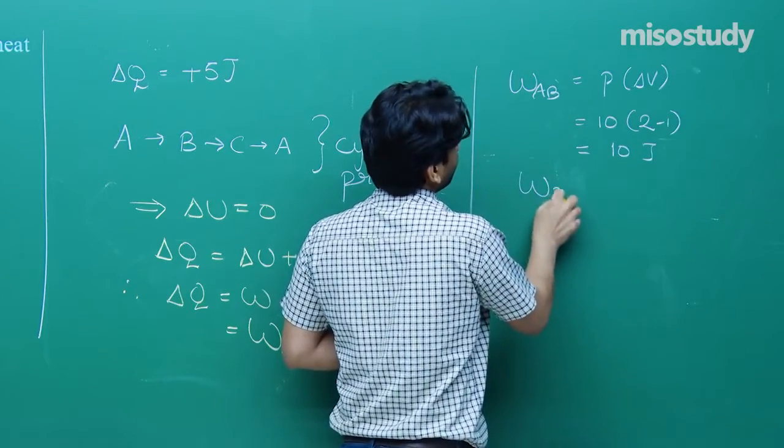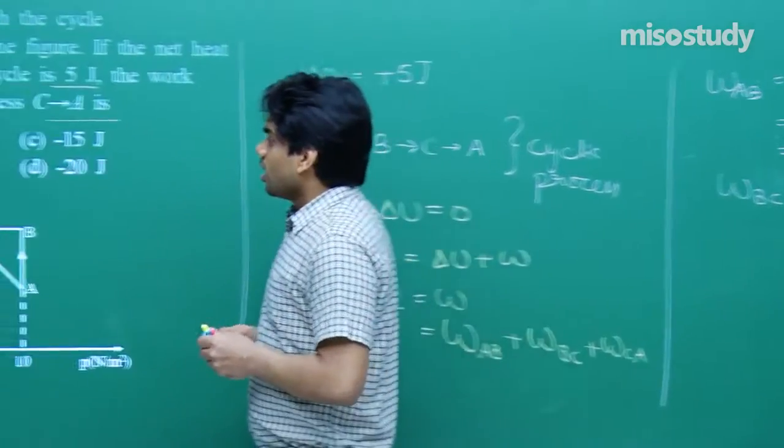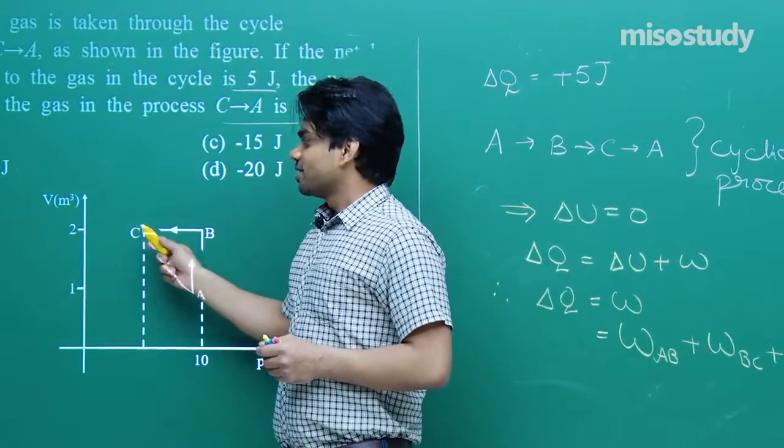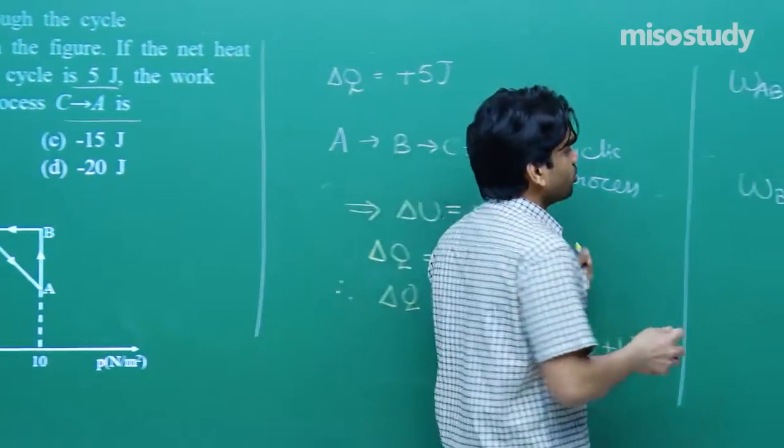Now work done during B to C. Here the volume is constant, so no work is done. So for B to C it will be 0.